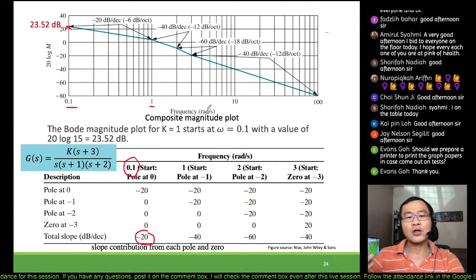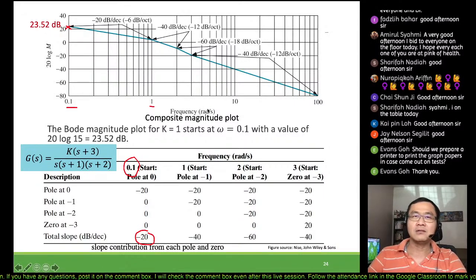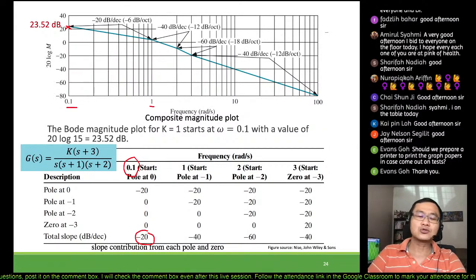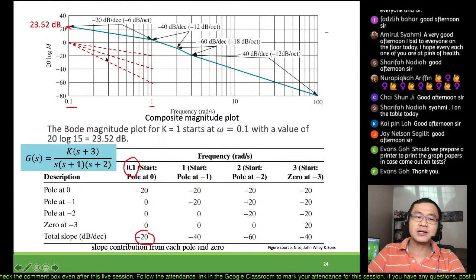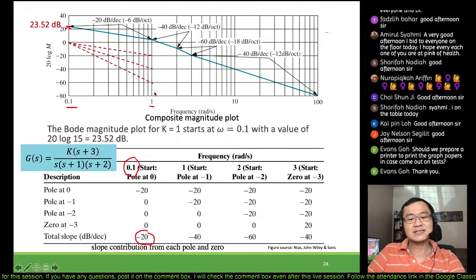So how can you plot it on a computer? You just draw a straight line. From this 0 to this, 1 decade is minus 20, right? So this line represents minus 20 per decade, this line represents minus 40, this line represents minus 60, right?